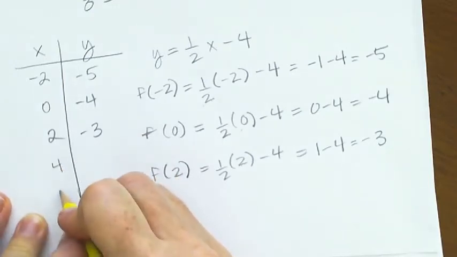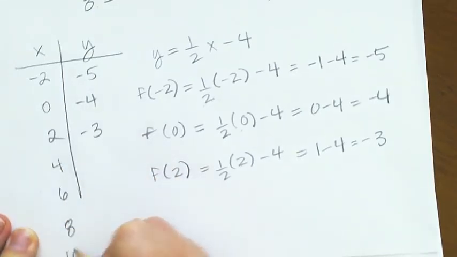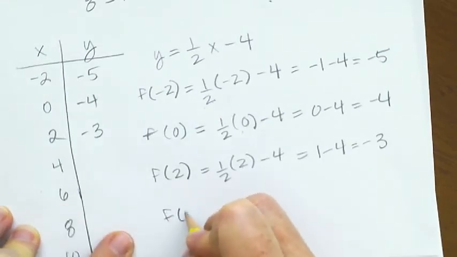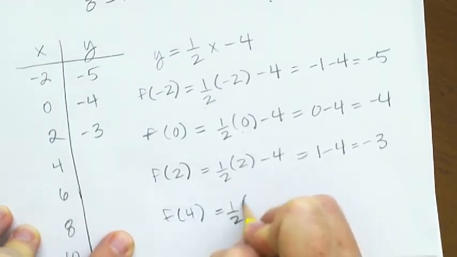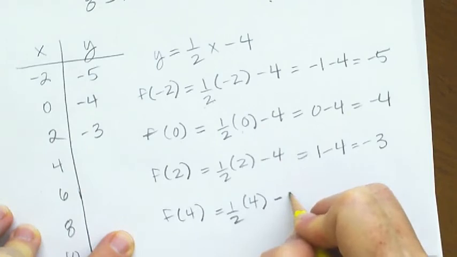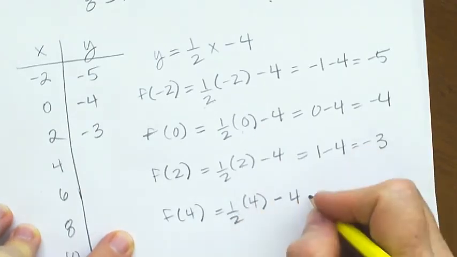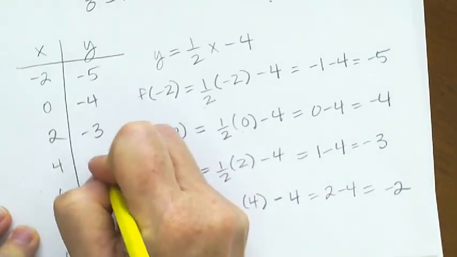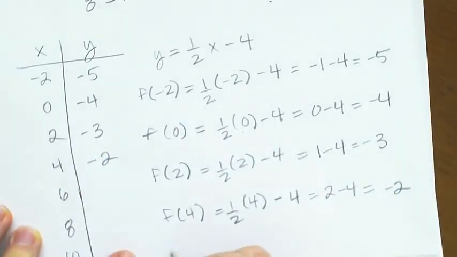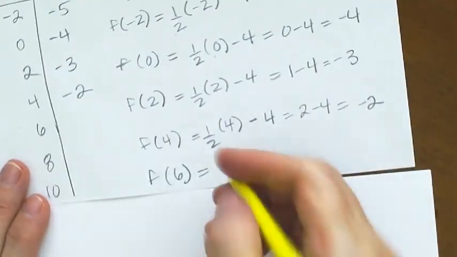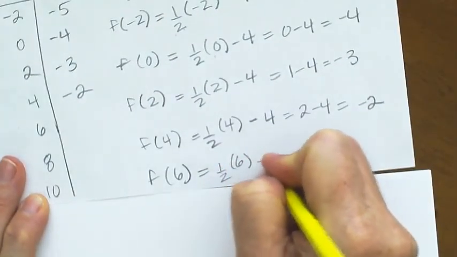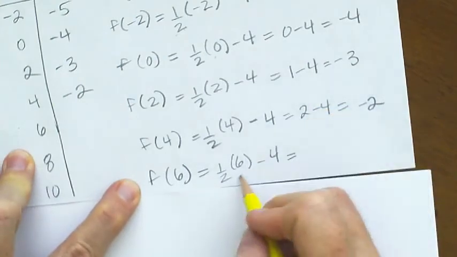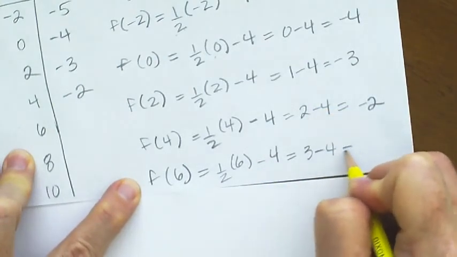Let's do 4, 6, 8, and 10. So f of 4 would be 1/2 times 4 minus 4. So 1/2 of 4 is 2. 2 minus 4 is -2. If I do f of 6, let's see, I'm kind of running out of room here. Okay, f of 6 would be 1/2 times 6 minus 4, which would be 1/2 of 6 is 3. 3 minus 4 is -1.